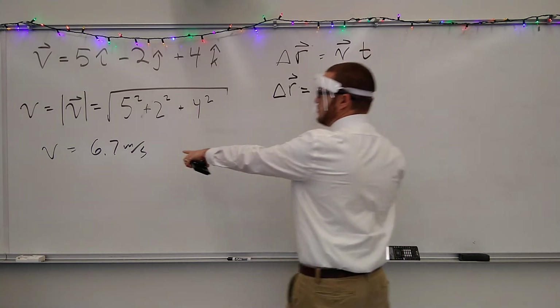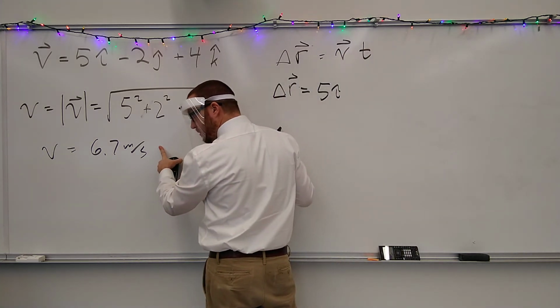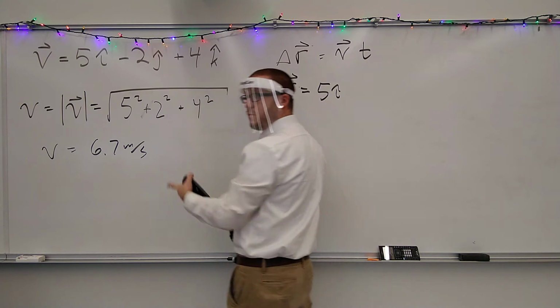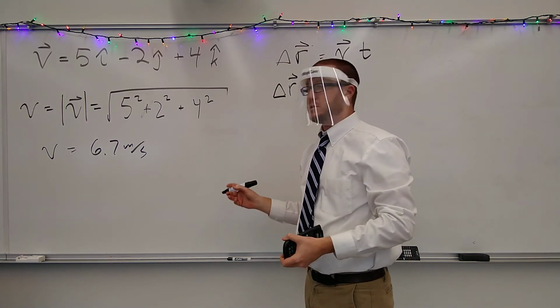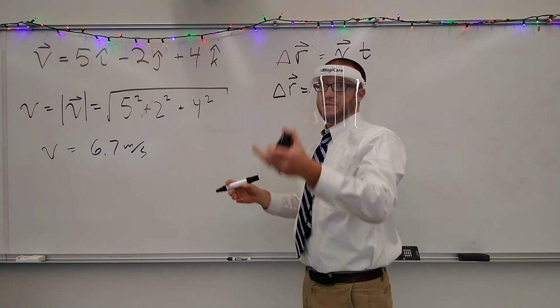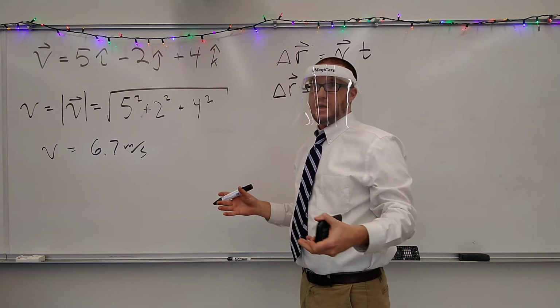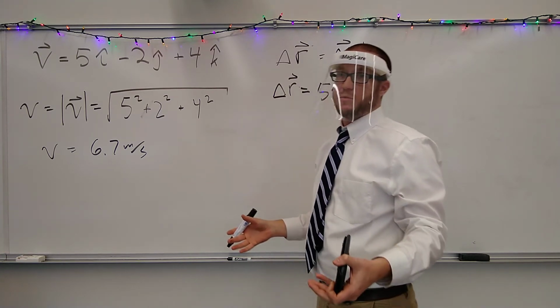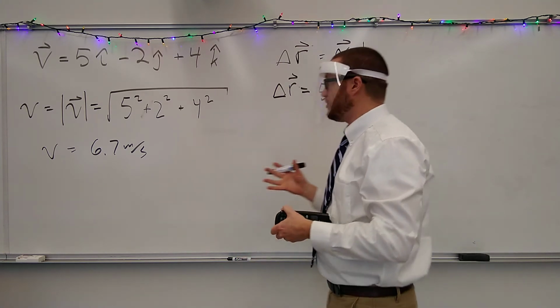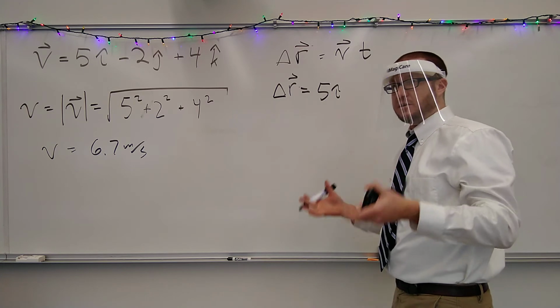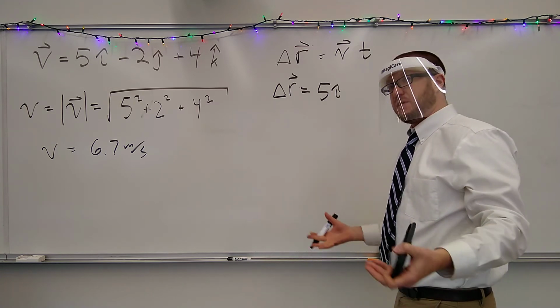Now, if you just do this times the time of 2 hours, or 2 hours would be 7,200 seconds, you would get the distance traveled. That's not the displacement. For the displacement, you'd have to have the magnitude and direction, or you just write it in vector format, because technically displacement's got to be a vector quantity.